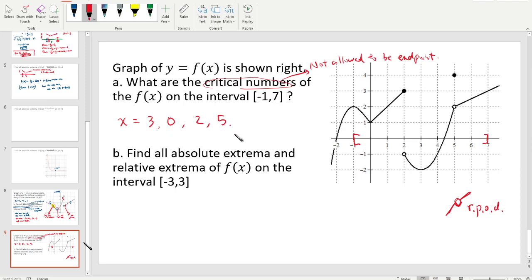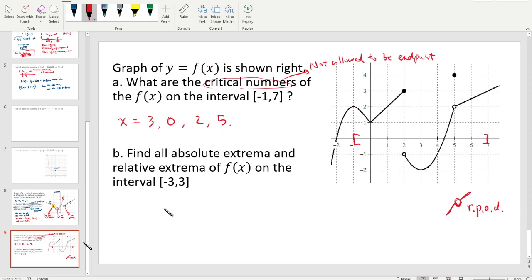Anytime the function is not continuous, then it's not differentiable. So the function is not differentiable at 0, 2, and 5. 0 is not differentiable because it has an angle. 2 and 5 are not differentiable because the function is not continuous. The graph is broken at these points. And we also included 3 because at that point f prime is 0.